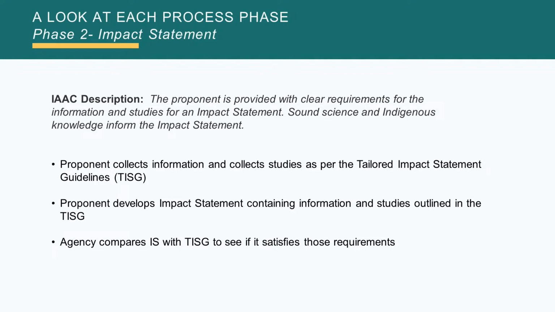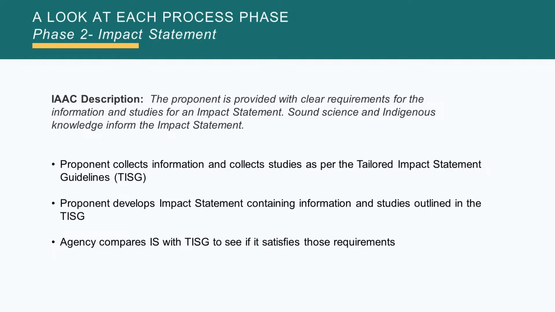So the Tailored Impact Statement Guidelines basically are the work plan provided by the Impact Assessment Agency of Canada. That's provided to the project team, and they then conduct the studies. And after conducting the studies and doing an impact assessment, the proponent develops what's called an impact statement. That information contains information and studies outlined and requested as part of the tailored impact statement guidelines.